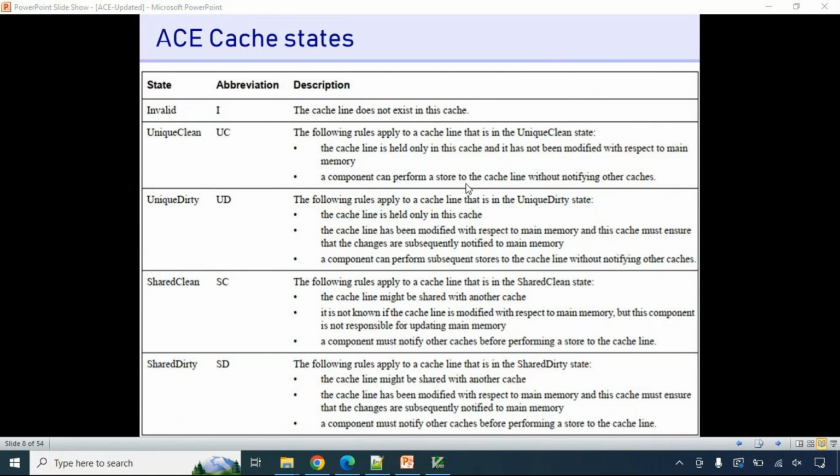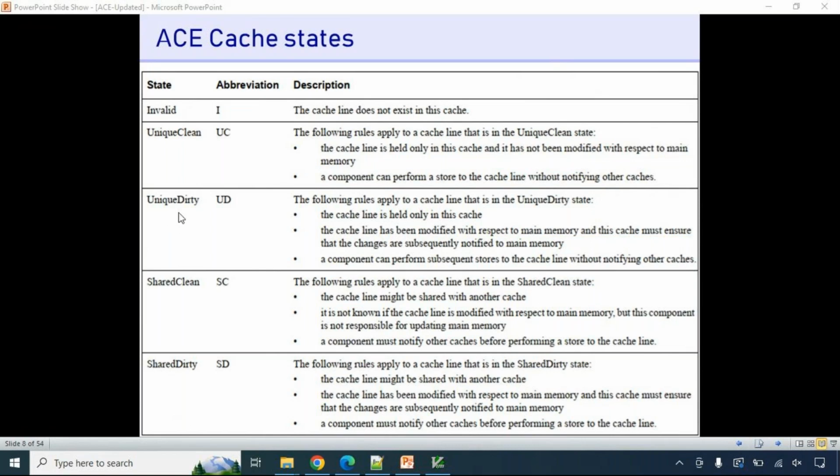Second is, a component can perform a store to the cache line without notifying other caches. Because it is unique, it is only present in this cache. A component means the master. The master can perform a store to the cache line without notifying other caches, because other caches do not have this location in their caches.